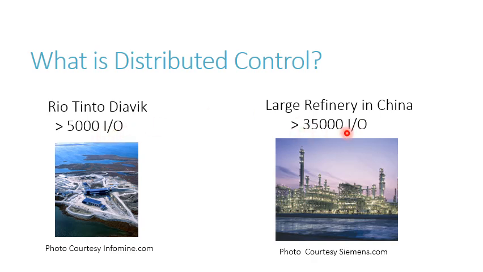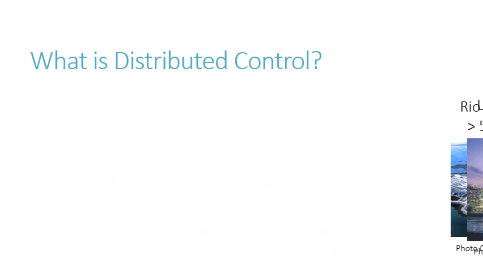Here's an even bigger one. You've got this refinery in China. This is the biggest one I could find. I'm sure there are even bigger ones. Distributed control systems, the big enterprise class ones, can handle up to 1 million I/O.